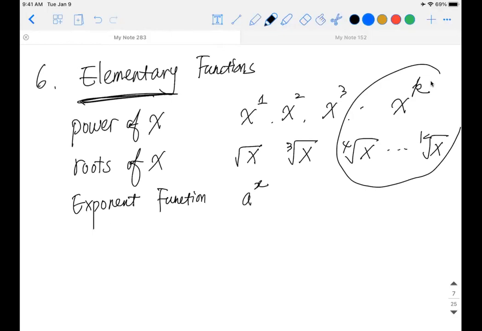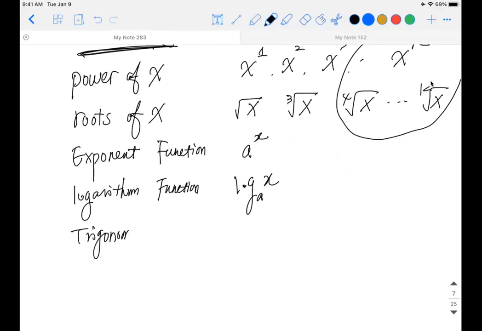A to the power of x. Logarithm function, log base a of x, right? I think you might not be an expert for every single one, but I think at your age, you should at least have heard about all those functions.